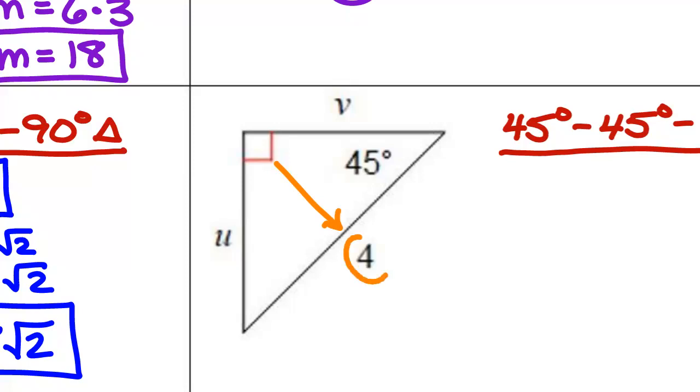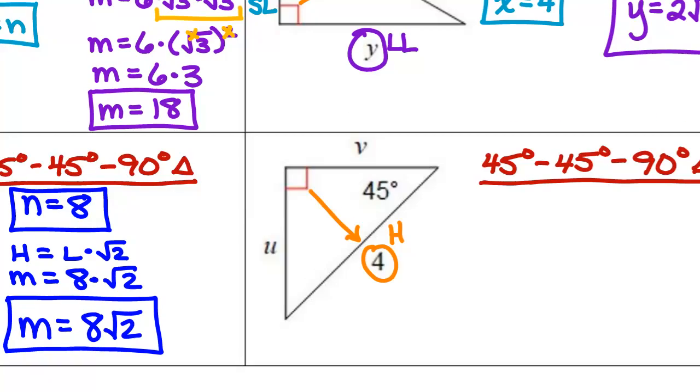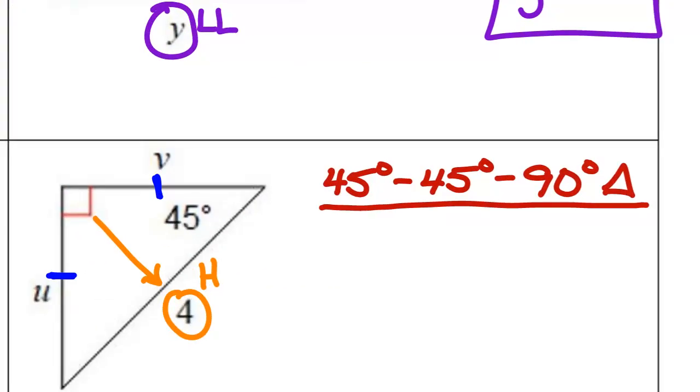On this last one, lower right, the 4 that they are giving me is the hypotenuse. U and V are the same size. So if I can figure out one of them, then I automatically know how big the other one is. Hypotenuse is equal to leg times the square root of 2. That hypotenuse is 4. So I have 4 equals L times square root of 2.